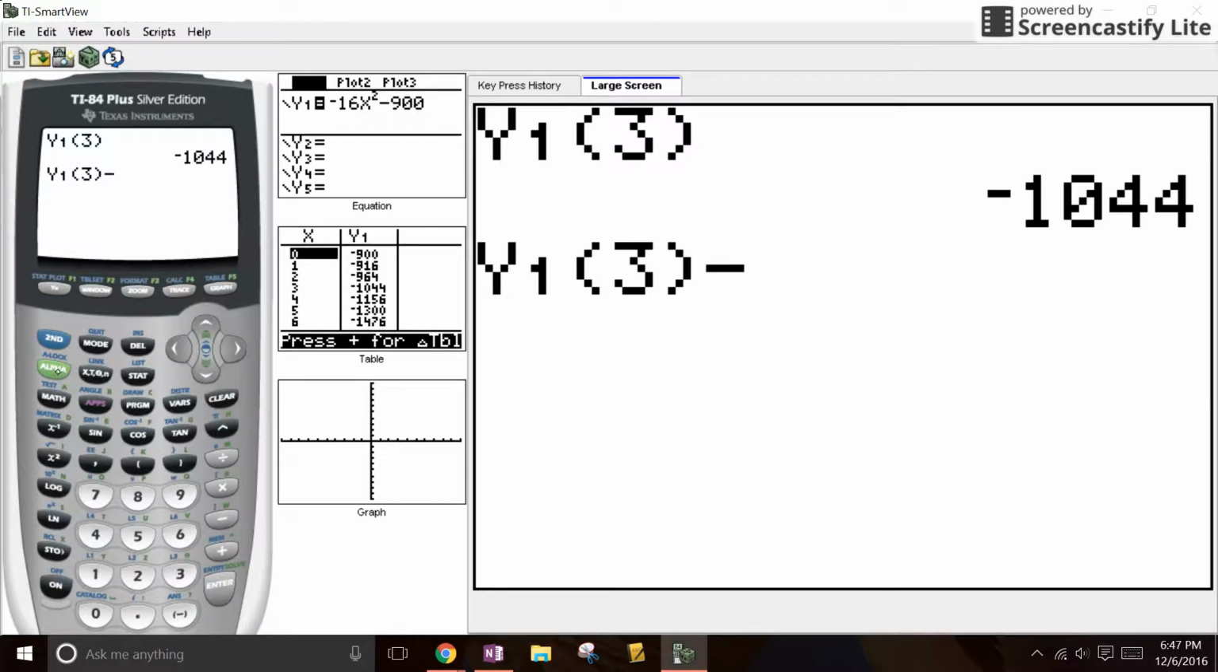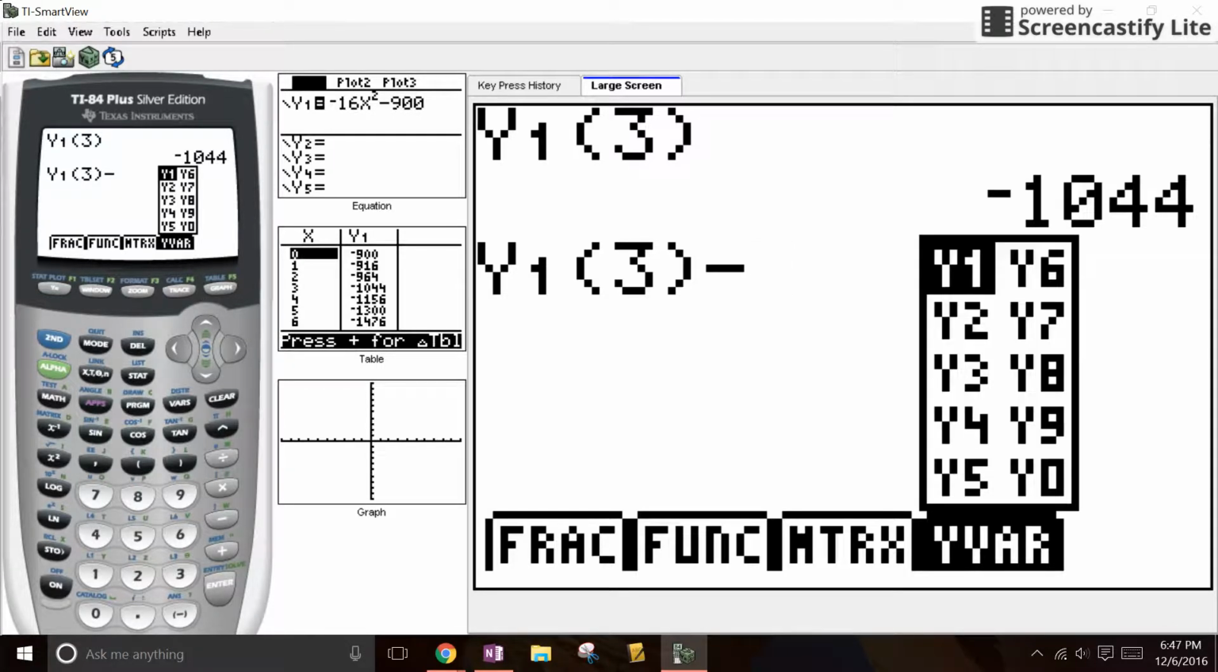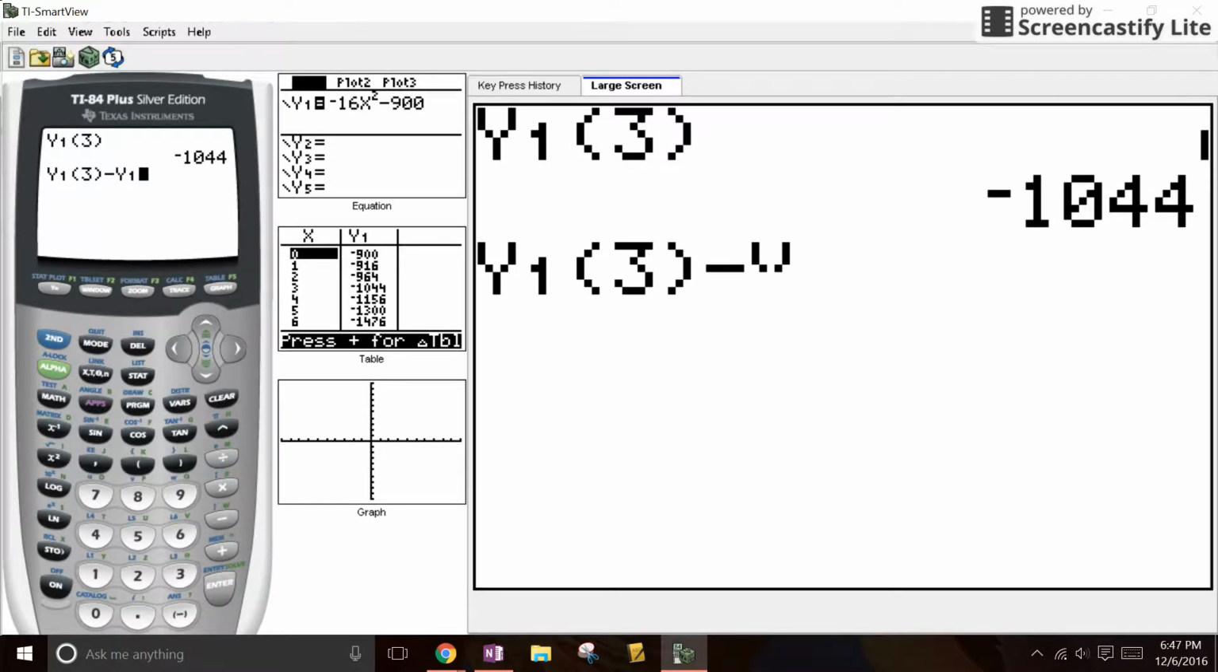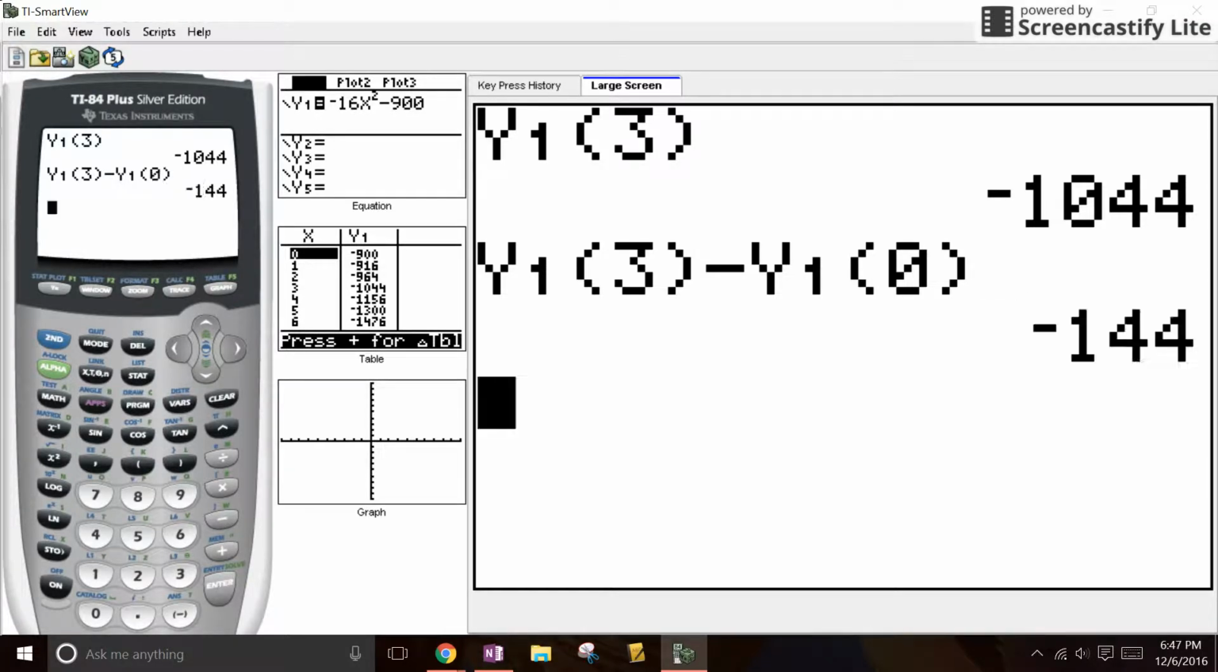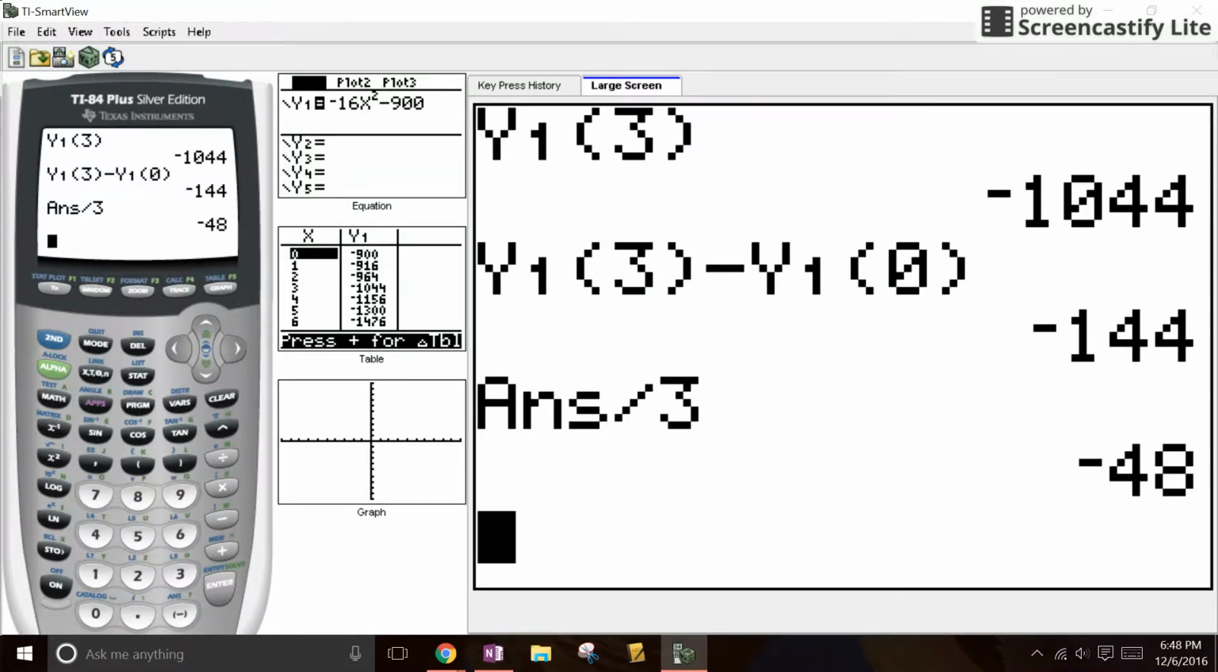Again, here's another way to get there. Alpha F4. You may have this hidden menu where you can just hit Y1 at 0 seconds. That was the height. And I'll figure out what that is. So that's how far he dropped. 144 feet is what he dropped in those first 3 seconds. So we divide it by 3, or 3 minus 0, or whatever you want, and you would get -48.